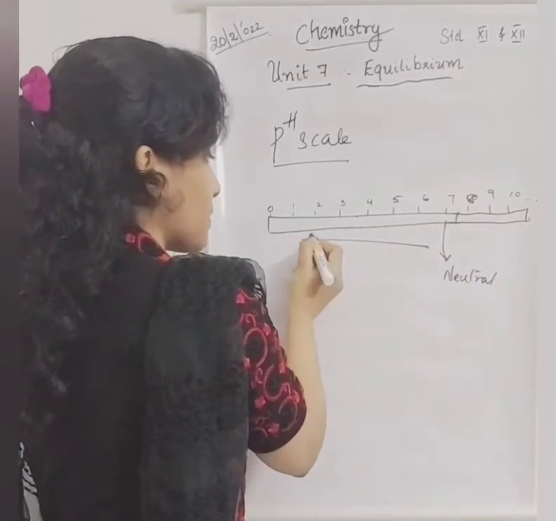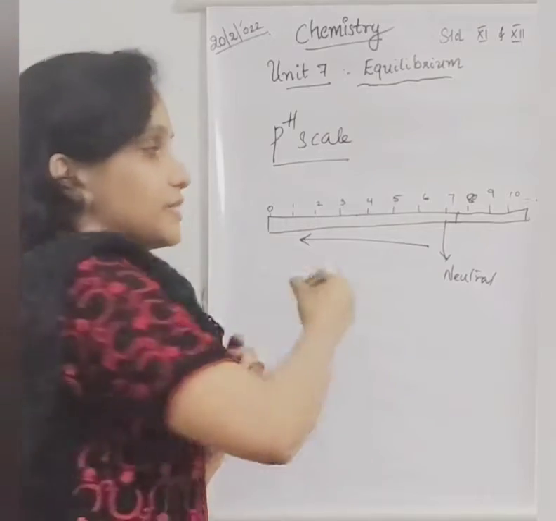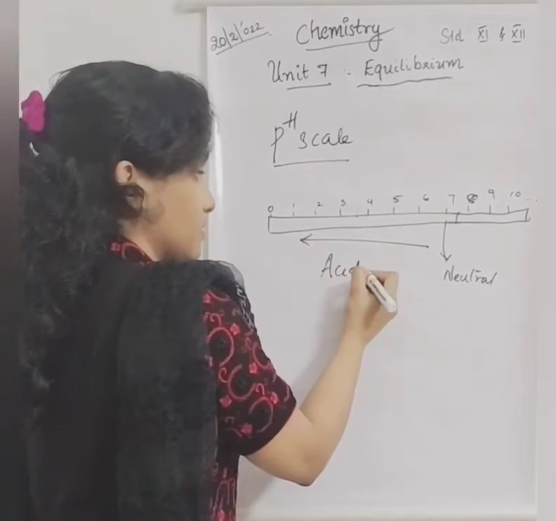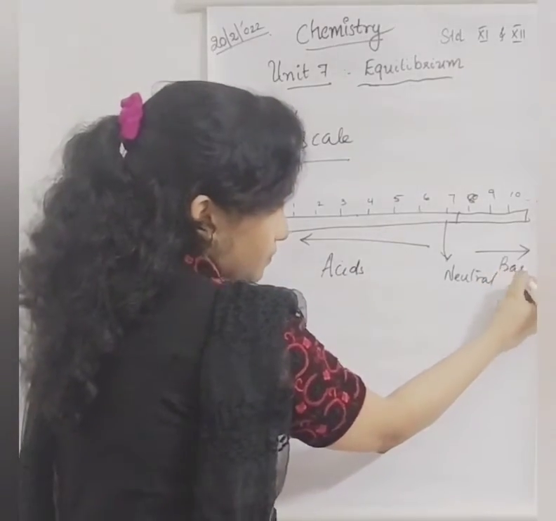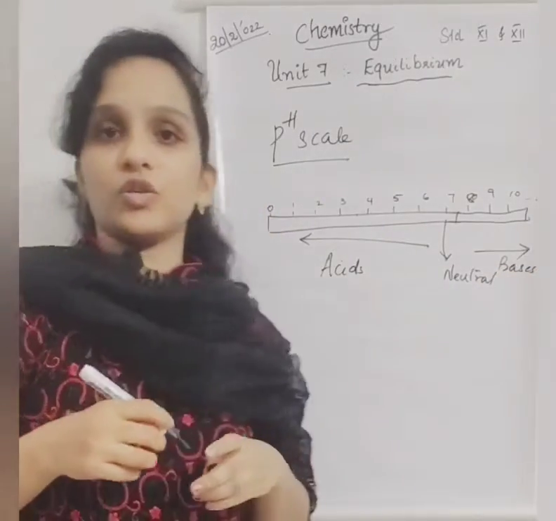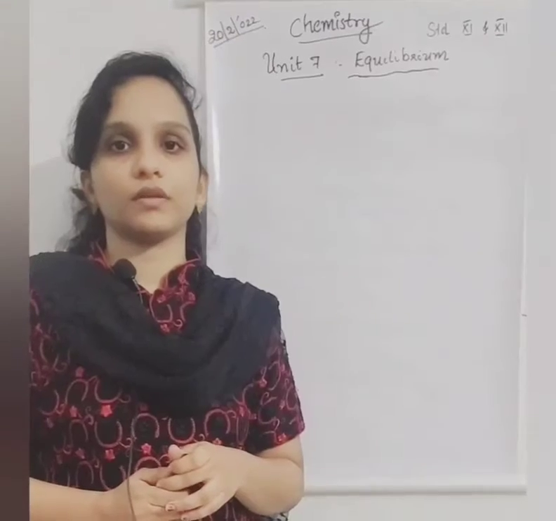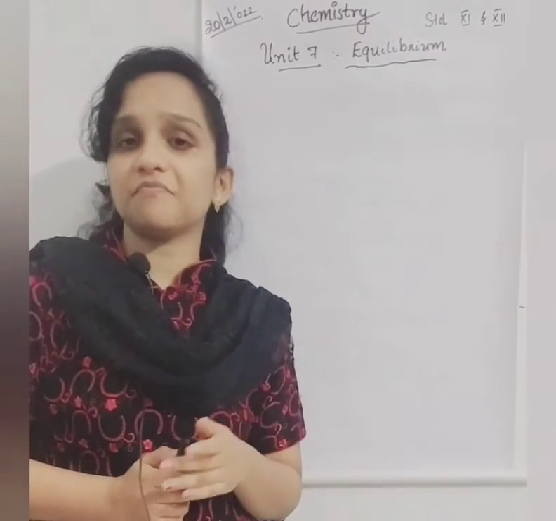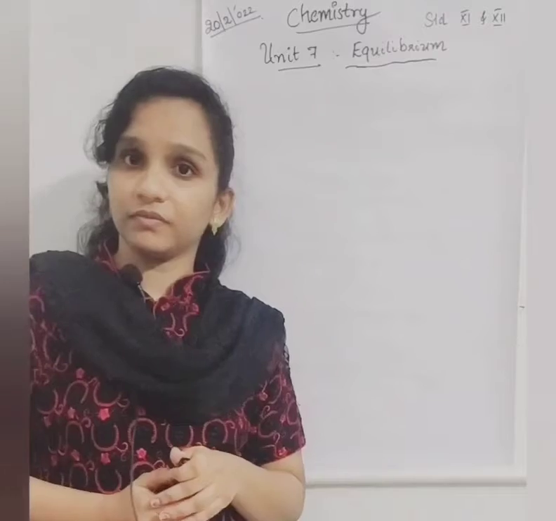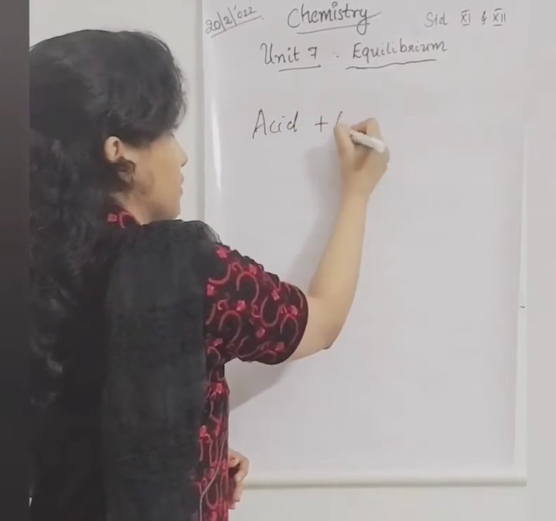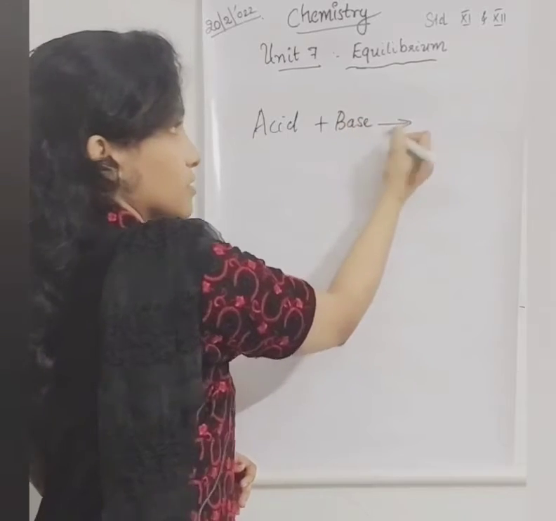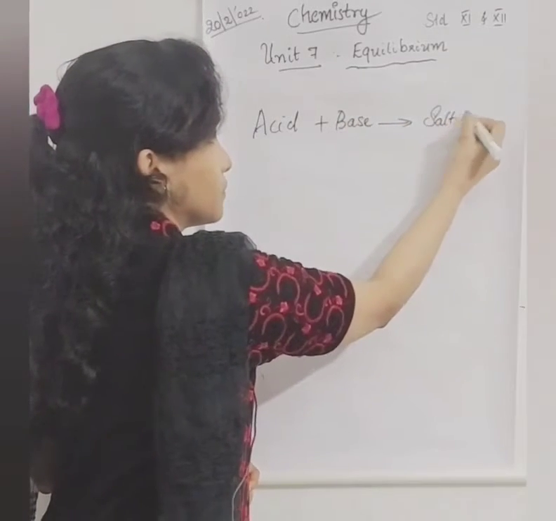Here the lower numbers come under acids, and the higher numbers are bases. This also you have studied in your lower classes. What happens when an acid and base combine together? Acid plus base gives, yes, salt and water.